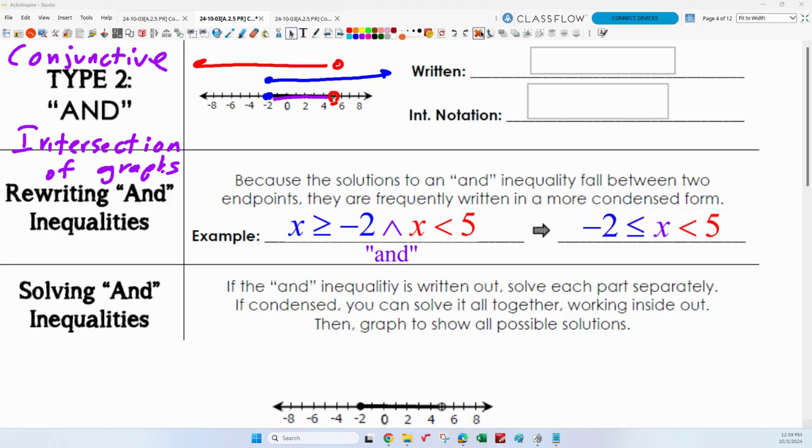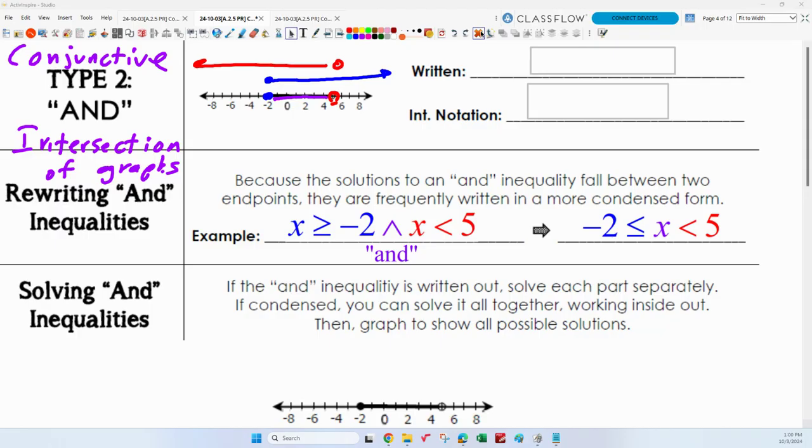We write it like that. We write it as a 3-part inequality. Compound "and" inequalities go with 3 parts, where the variable goes in the middle, and it's greater than, or in this case, greater than or equal to the bottom endpoint and less than the top endpoint.